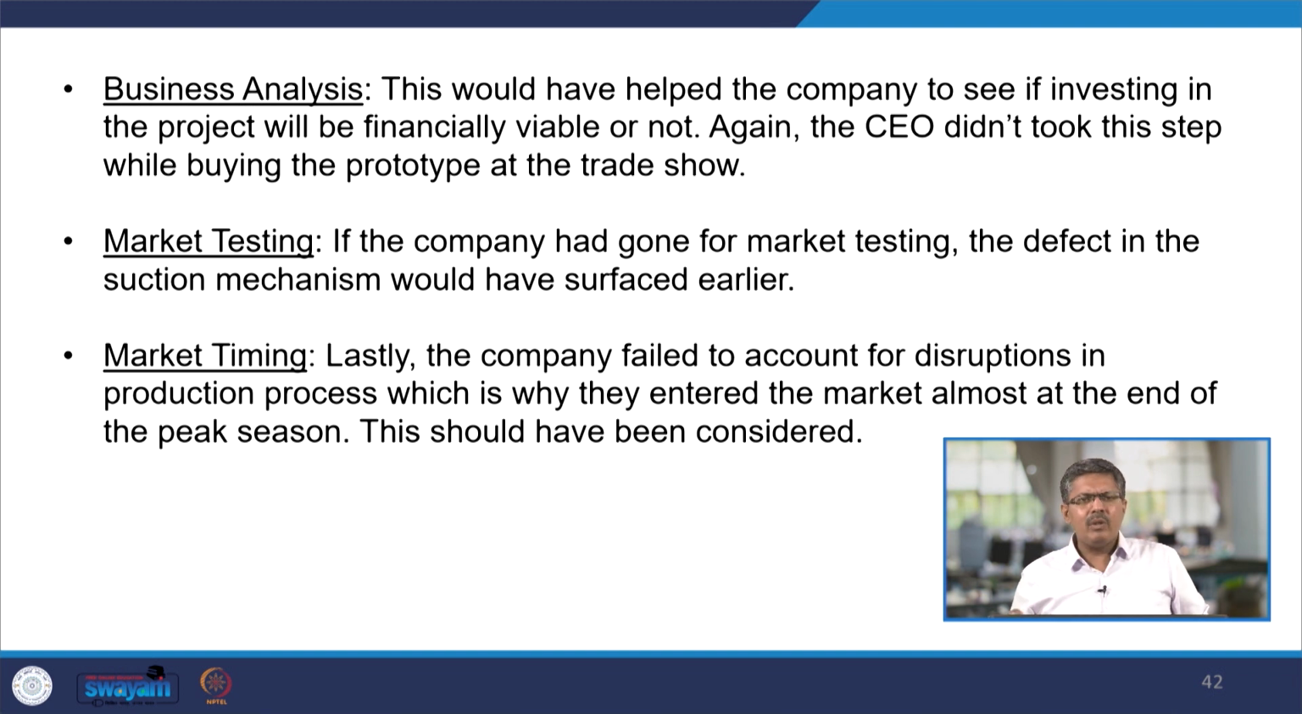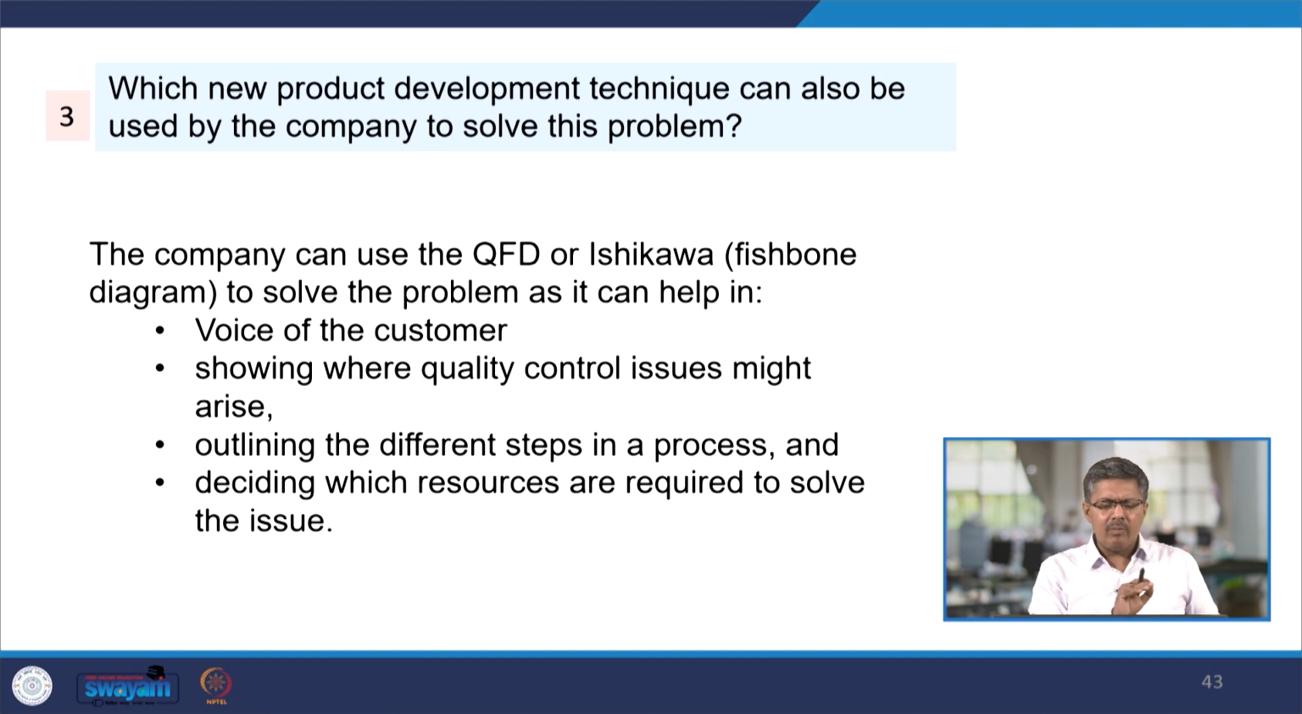And even the timing of the case was wrong. The company failed to account for the disruptions in the production process, because they could not sell in the peak season. The peak season is generally the summer season, when the pumps are required to pump water, because the water table goes down. They could not keep that in mind and could not act according to the time period. The summer was almost over, July end. In most places in India, in the coastal belts at least, you get rain, so there is no point after that. This was also not considered. So, these were some issues. If I had been the CEO, maybe I would have looked into it.